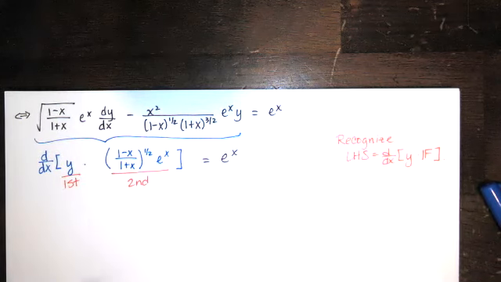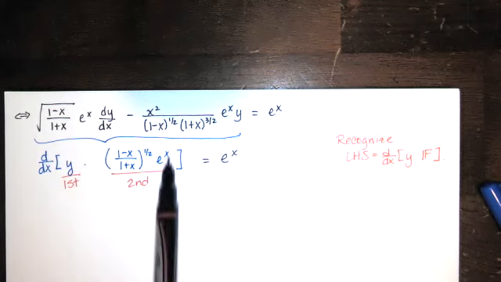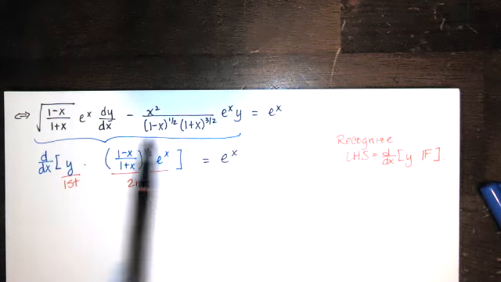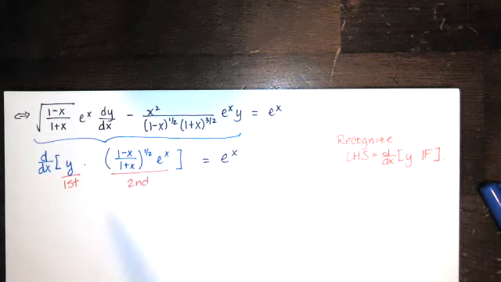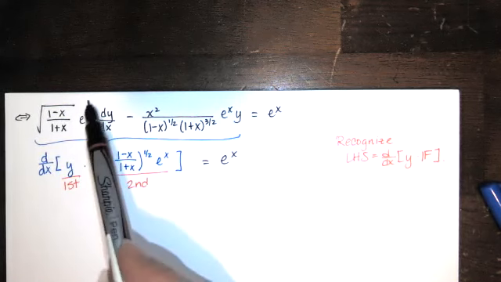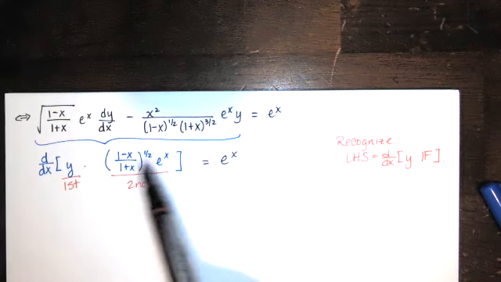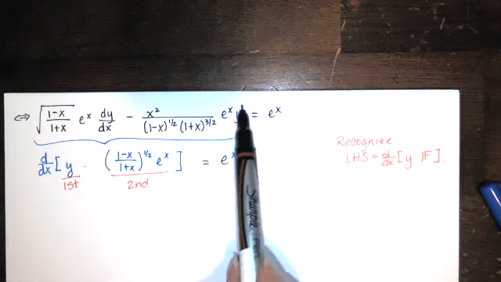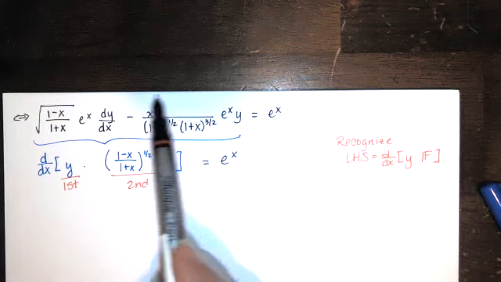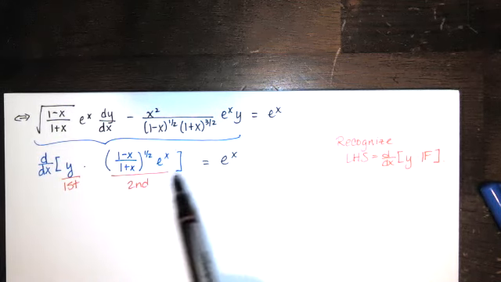think of this up here as a result of a product rule. If this is your first function and this is your second function, the derivative of a product is the derivative of the first times the second plus the derivative of the second times the first. So that's obviously the derivative of the first times the second, and this is obviously the first. The question is, is this the derivative of the second function? Is this equal to the derivative of this?